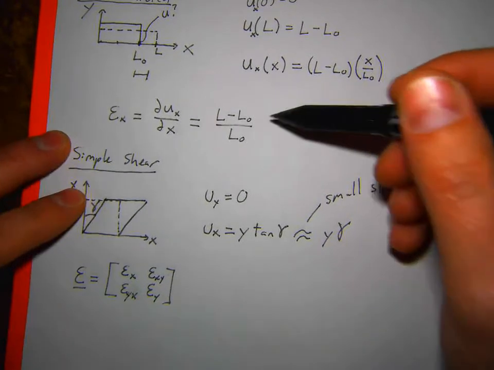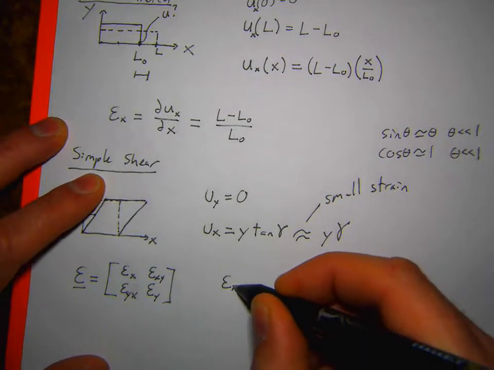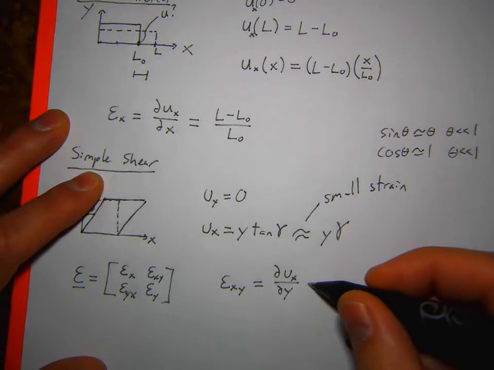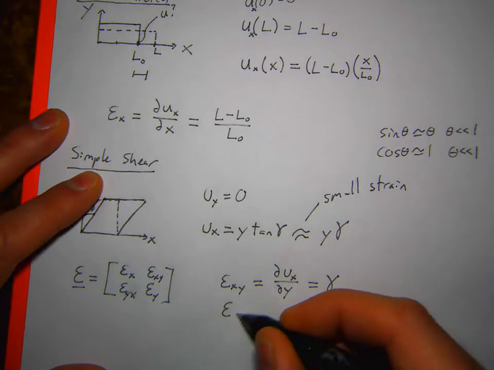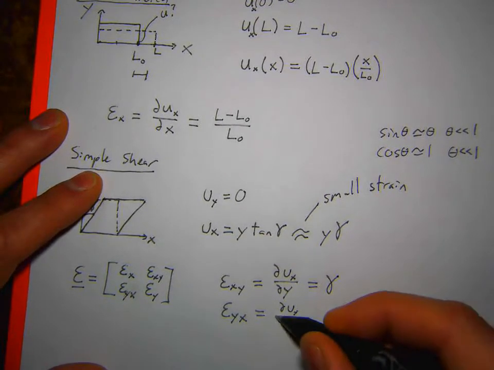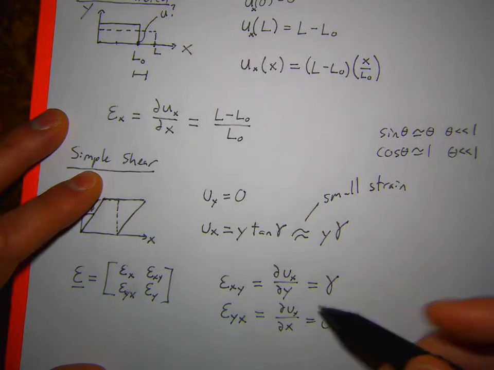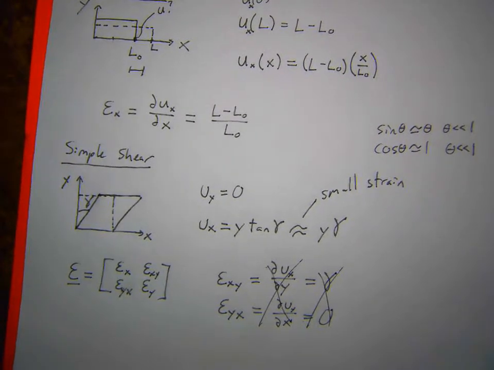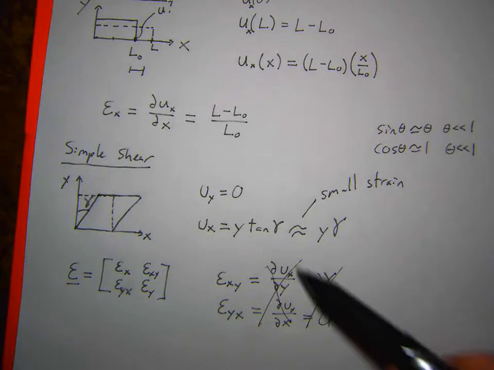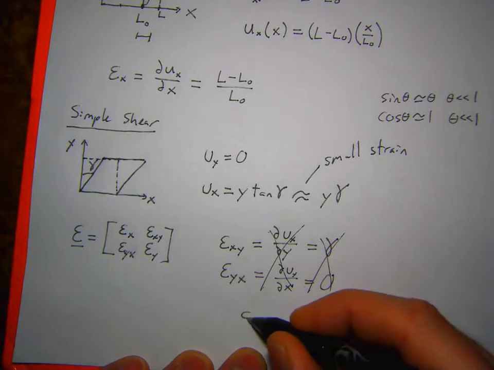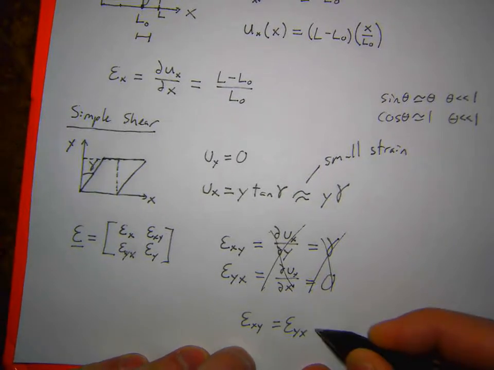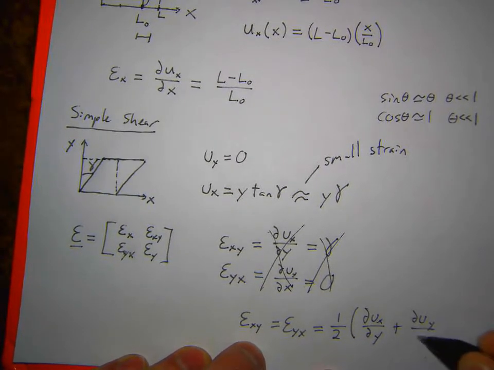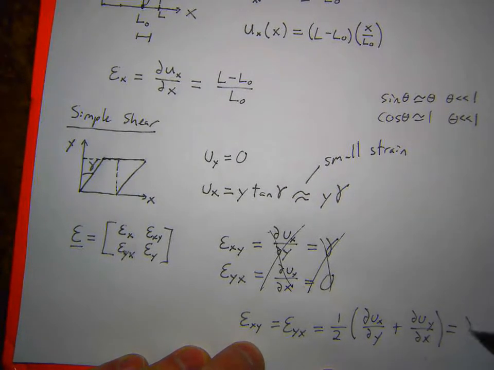But now, what I want to do is say my strain in the xy is my derivative of ux with respect to y, which would then be gamma. But then my derivative of uy with respect to x would be 0. And so this doesn't quite match up. This isn't symmetric, so something there is wrong. What I'm going to do to compensate for that, to make sure that this is always symmetric, is actually split the difference between these two. So I'm going to say my strain xy is equal to my strain yx, which is equal to 1/2 of dUx/dy plus dUy/dx, which is now just equal to gamma over 2.